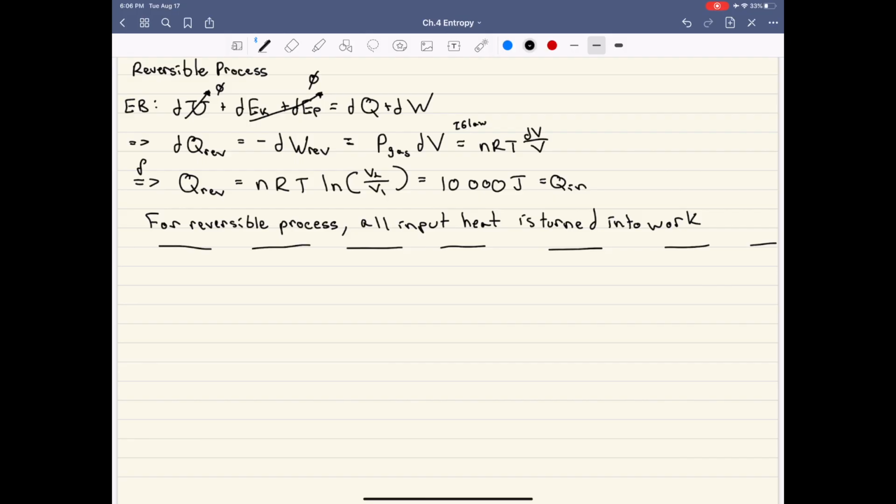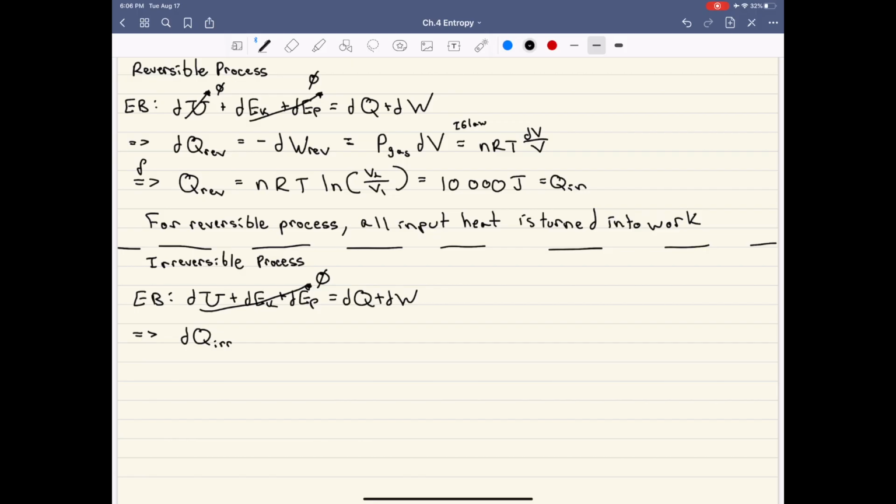Let's now consider the irreversible process. And so if we start with the energy balance, the left-hand side is still all equal to 0 because it's still an isothermal expansion and there's not going to be any major changes in kinetic or potential energy. And so if we rearrange it, we can write it in terms of irreversible work and irreversible dQ. We have this.